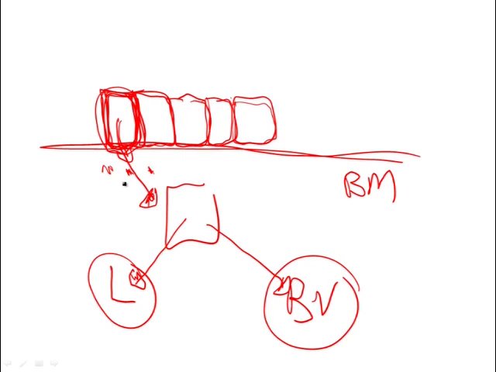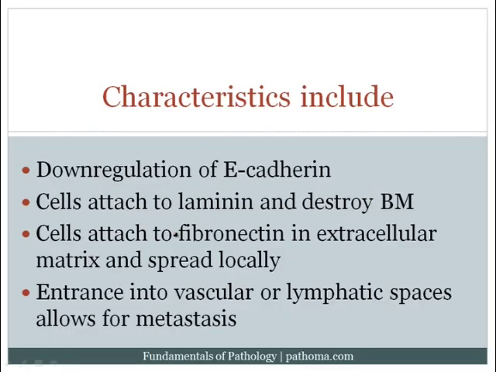Step number 2, the cells then attach to laminin. Step number 3, they destroy the basement membrane using collagenase type 4. Step number 4, they attach to fibronectin in the extracellular matrix and begin to spread locally. And then step number 5 would be to enter into the vascular or lymphatic space. And if we go back to the slide, each of these steps is listed here in sequence, and you can review this within your text as well.